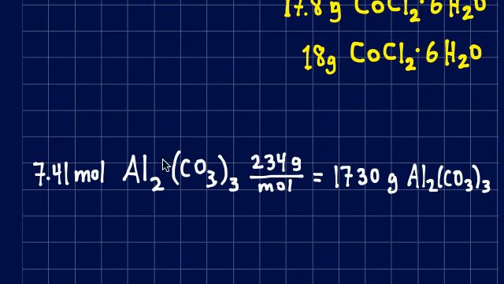Here's 7.41 moles of aluminum carbonate. Maybe I need that in a chemical reaction or a bucket or a big solution for some reason. And I put the molar mass. I calculated this from above, so look up above and you'll see where I got that 234. That's 2 aluminums, 3 carbons, 9 oxygens. Adds up to a pretty heavy molar mass.